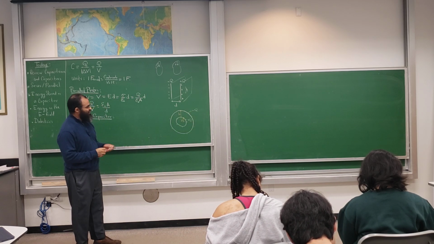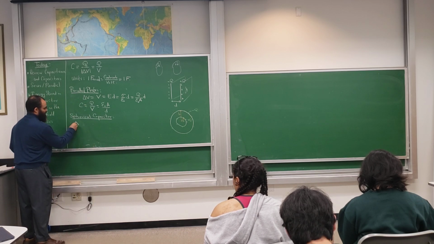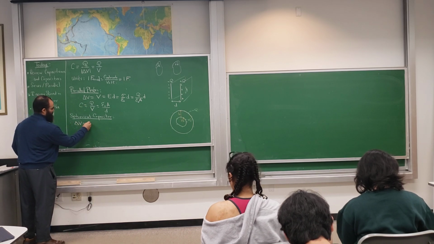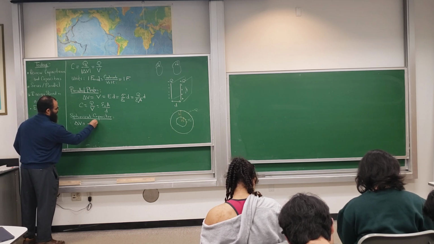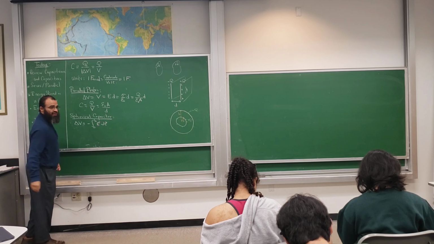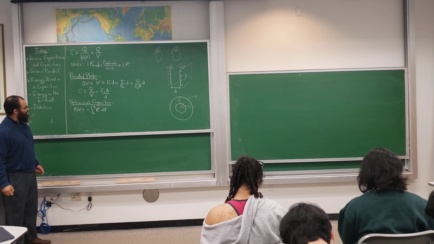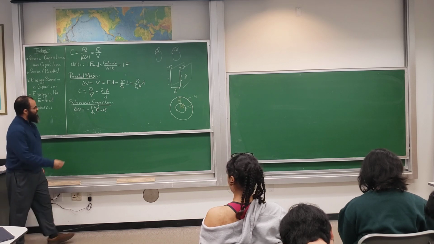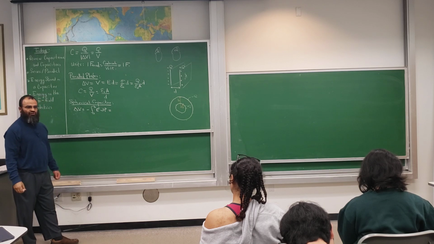The potential difference between the two shells, by definition, is delta V equal to minus the integral from A to B of E dot dr, right? That's the definition of the potential difference. And then, what's the electric field between the two shells in terms of Q?